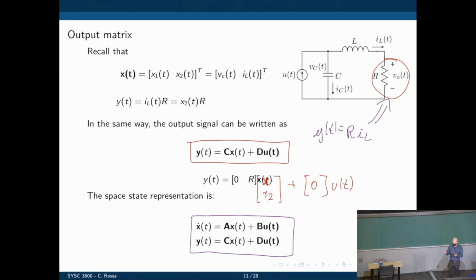But we could have chosen anything else. We could have chosen the current itself. We could have chosen the voltage across the capacitor. That works too. Even the current, we just have to reorganize the equation. Okay. Any more questions?